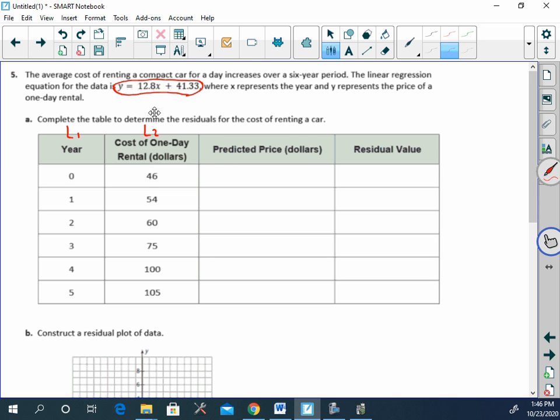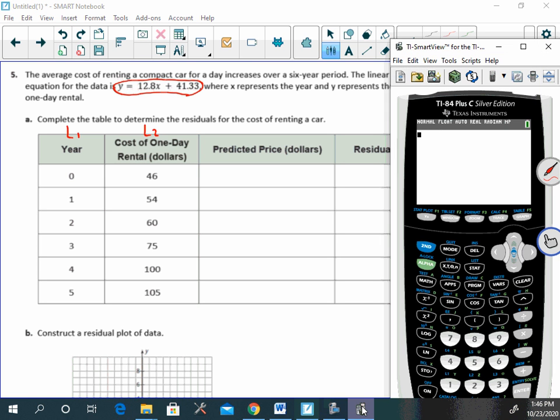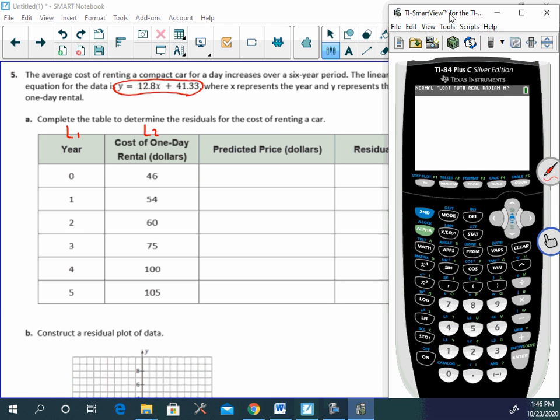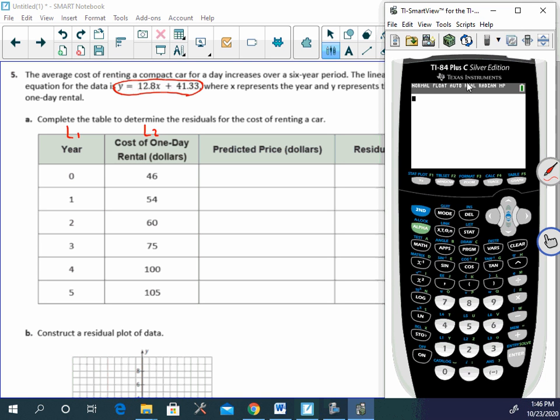Okay, so don't round it differently and do different things with it. When it gives you it, we're just going to use that. So it says complete the table to determine the residuals. So first thing I want to do is go to my calculator. I'm going to put this data in my L1 and L2. So we hit stat enter.